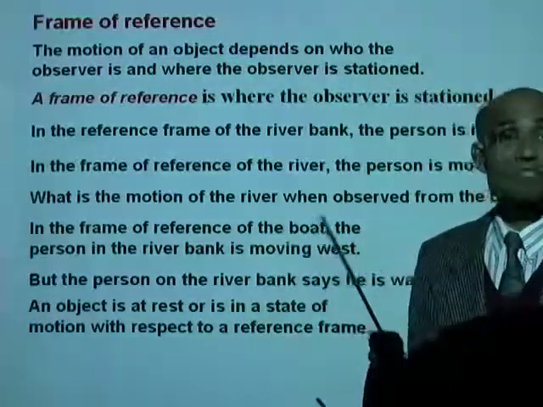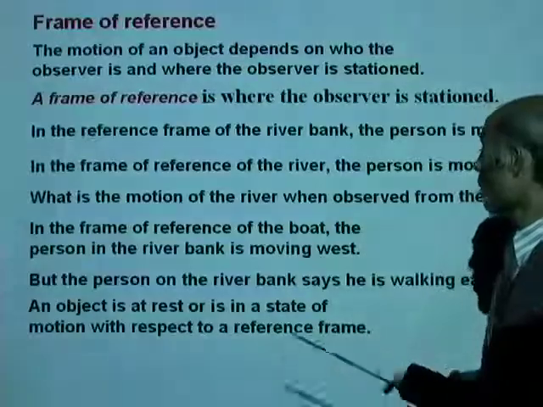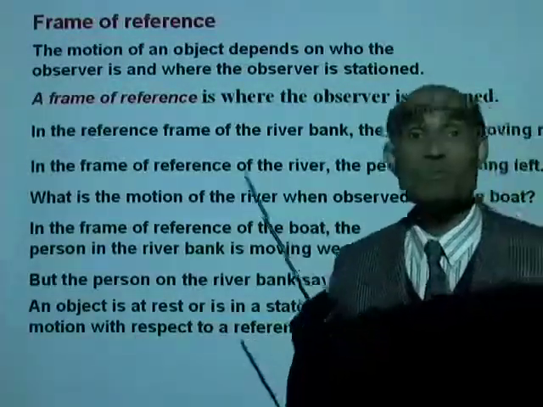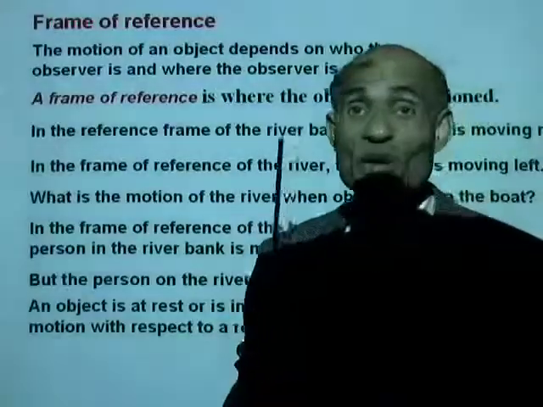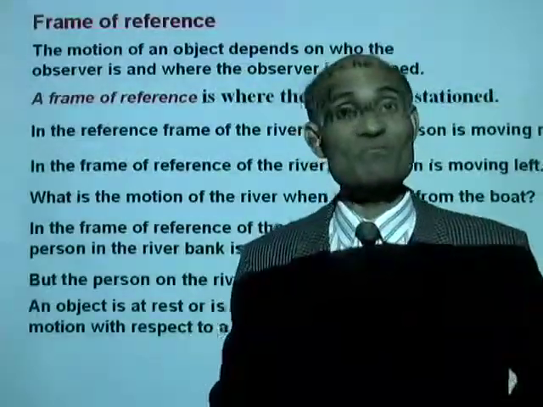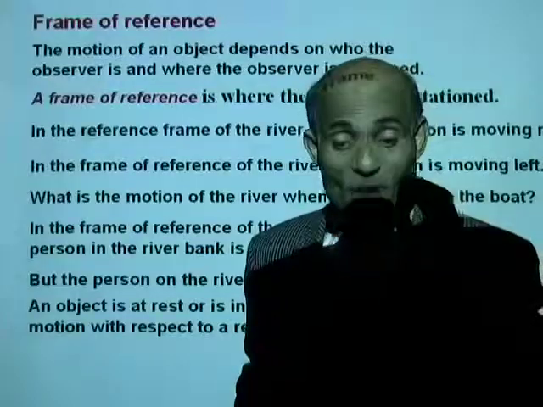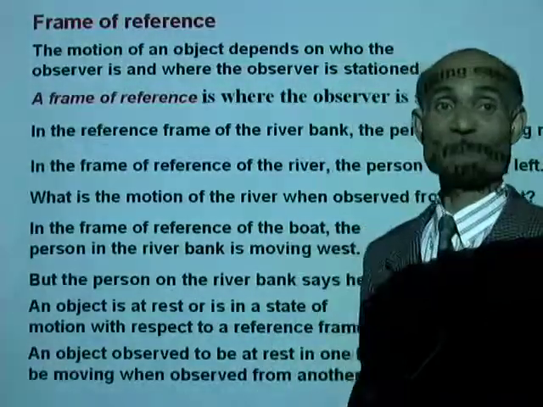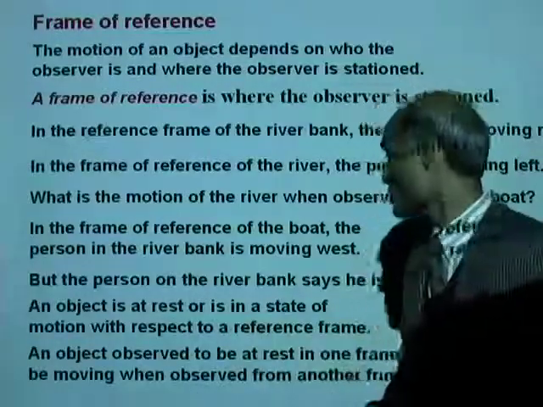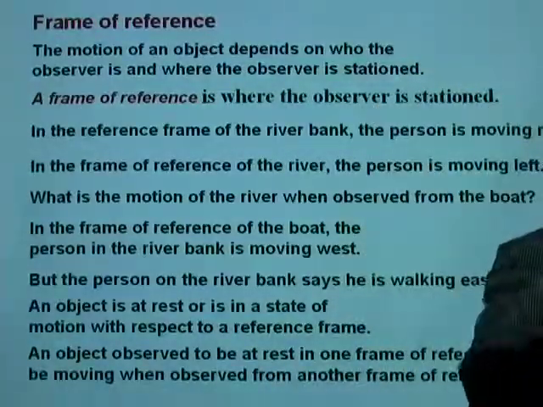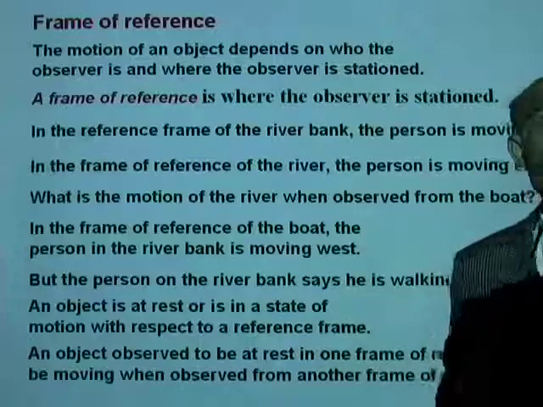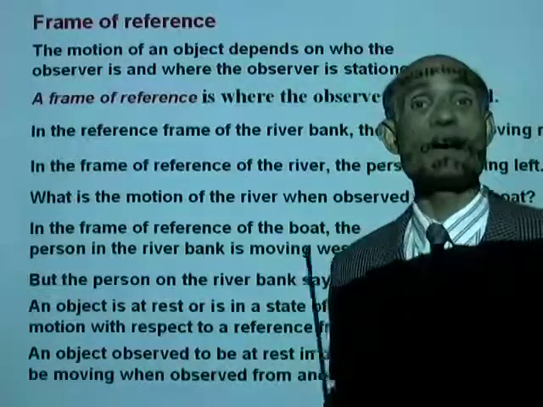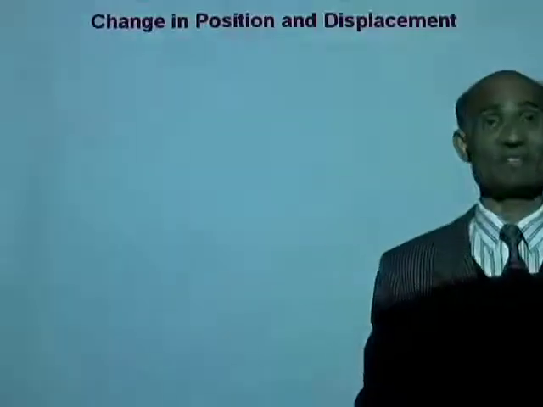So an object is at rest or in a state of motion with respect to a reference frame. In order to study the motion of an object, we need to define the reference frame. That is very important. An object observed to be at rest in one frame of reference may be moving when observed from another frame of reference.